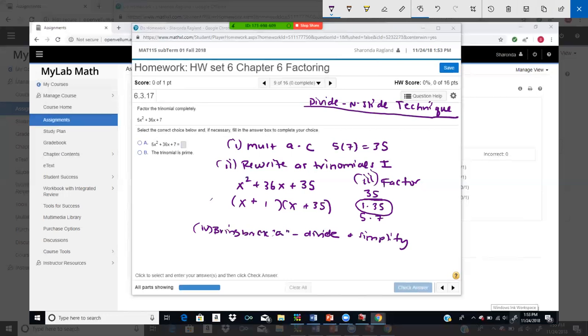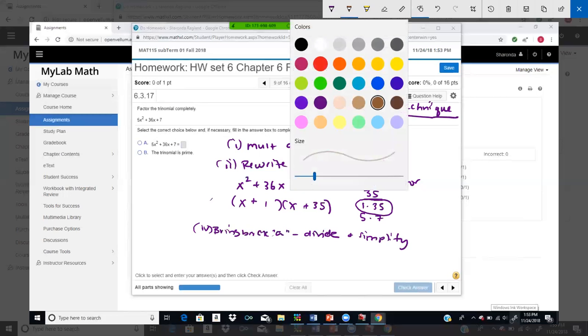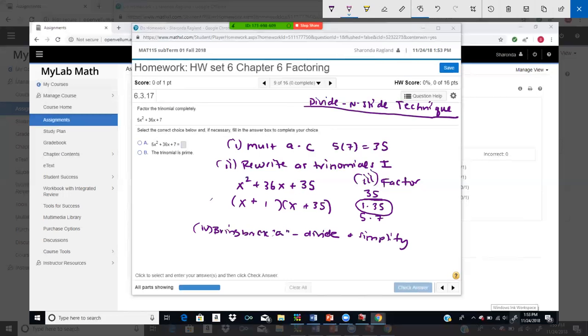And so when I do that, let's see. All right, so I'm going to bring back a, and a is 5. So divide each one by 5.